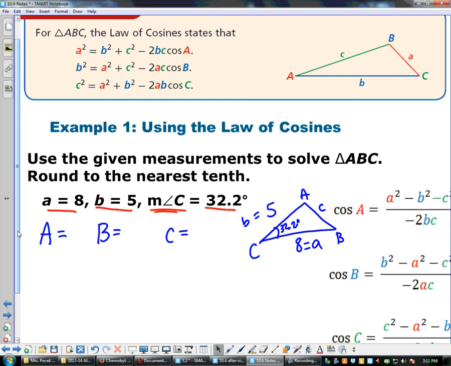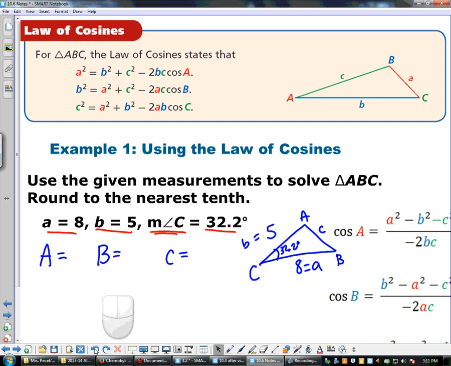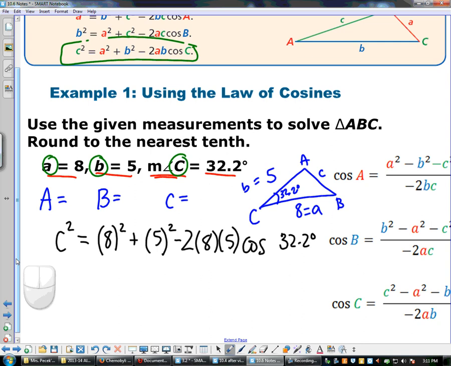So if I look at my law of cosines, based on what information I have, what should I solve for first? Since I know lowercase a, lowercase b, and angle C, I'm going to start off by using this formula right here and find side length c first. So c squared is equal to a squared plus b squared minus 2 times a times b times the cosine of angle C, which is 32.2 degrees.